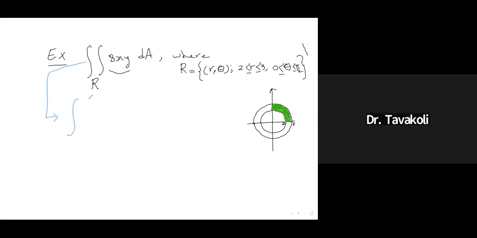So the integral of 8, x is what? X is r cosine theta. This is x. What is y? R sine theta. What is dA, or infinitesimal area, in polar coordinates? It is r dr d theta. How can I set up the limits of the integral? For the inside integral, I can use r. R runs from 2 to 3, and the angle runs from 0 to pi over 2.